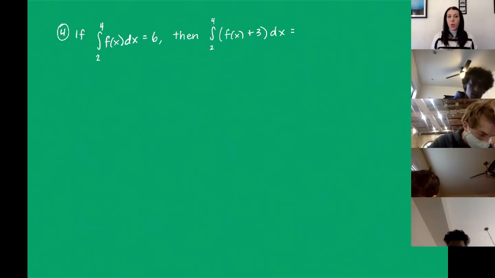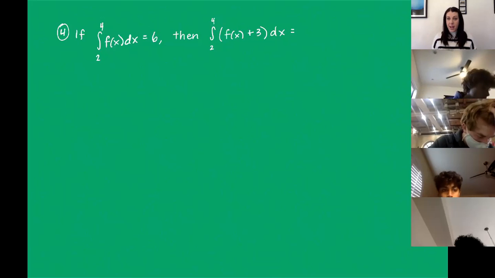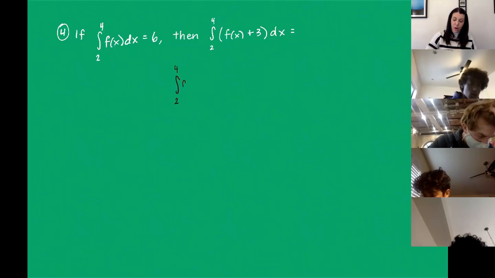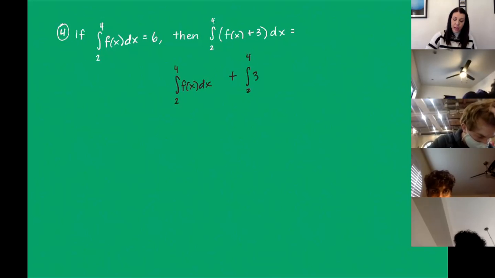So we're trying to find the integral from 2 to 4 of f of x plus 3 dx. Here's what you should know. If I have an integral that is separated by addition or subtraction, I can break that into two integrals, which is what you should do here. I have the integral from 2 to 4 of f of x dx, plus the integral from 2 to 4 of 3 dx.